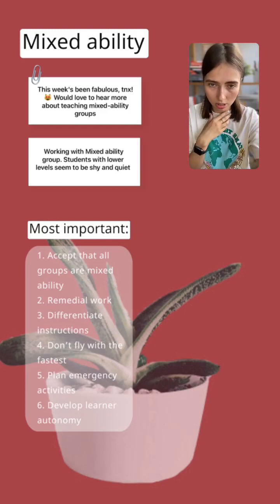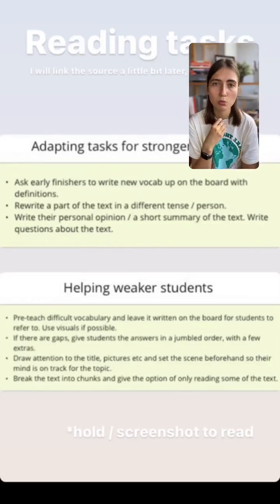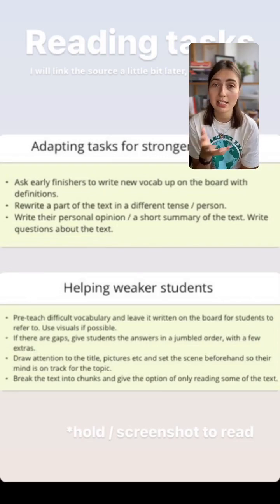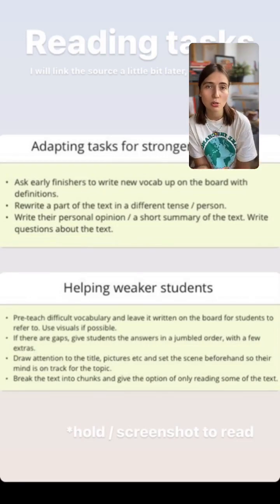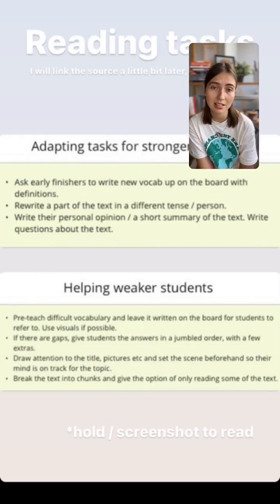Let me quickly show you the slide so you know what I'm talking about. How you can change the task depending on the level of your students. For example, this was the one they had for reading. What can you do with the reading text if you have stronger students? And what do you do with the reading text if you have weaker students? So this is basically differentiating tasks and instructions.